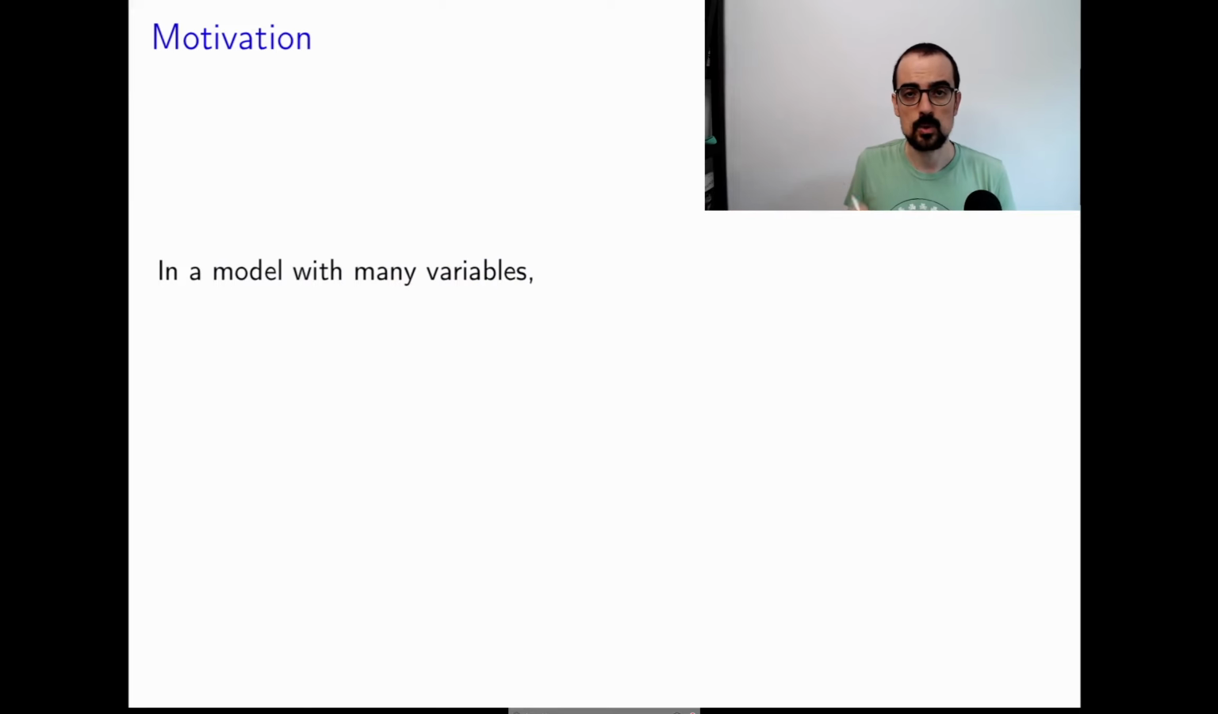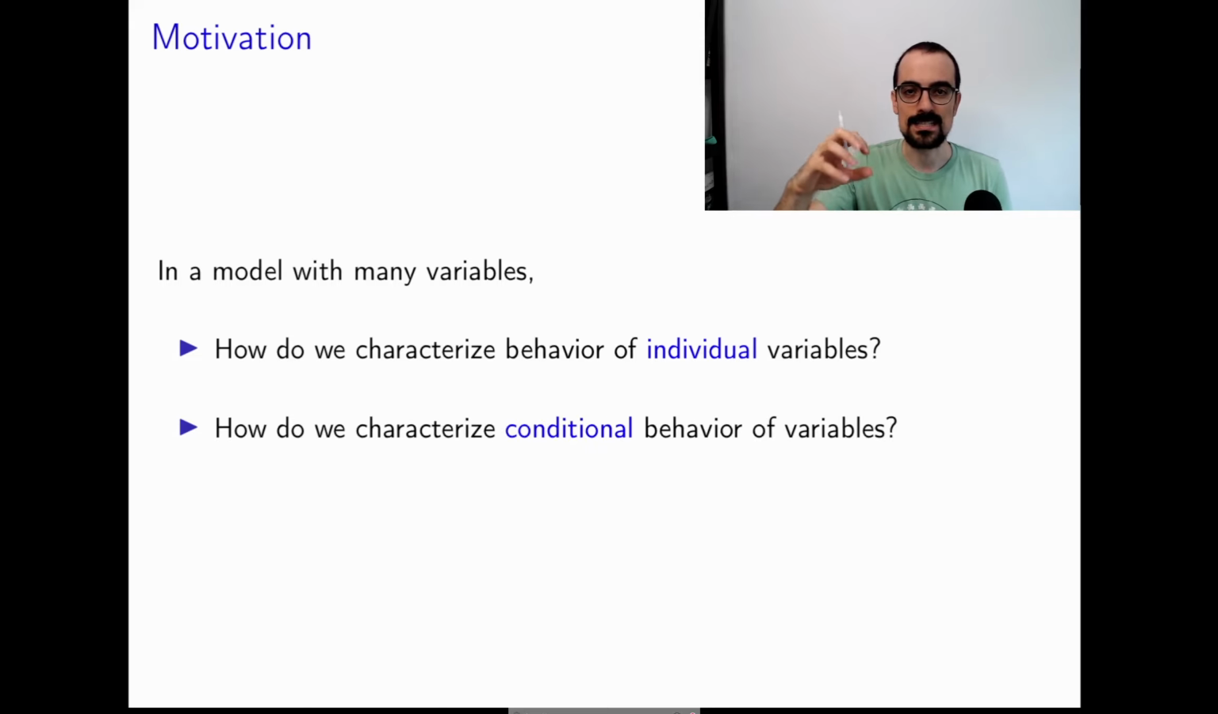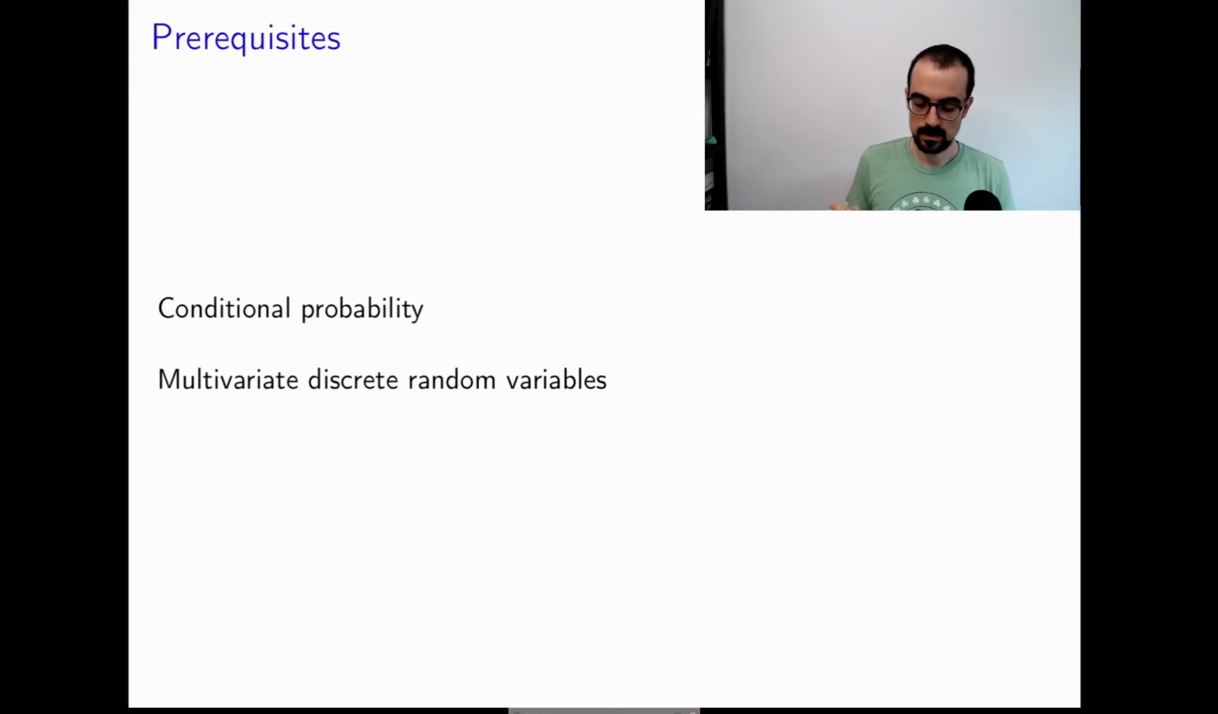First, how do we characterize the probabilistic behavior of individual quantities or individual random variables? And second, how do we characterize the conditional behavior of some of the quantities or some of the random variables, given that other quantities or other random variables take some fixed values? The prerequisites for this material are conditional probability and multivariate discrete random variables.